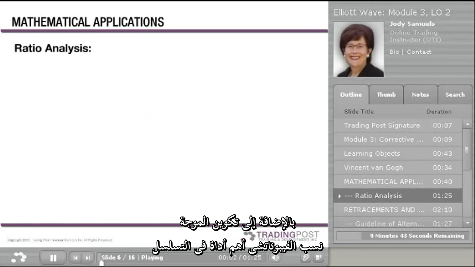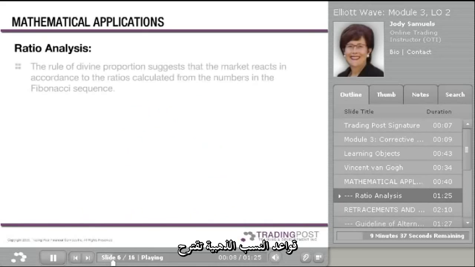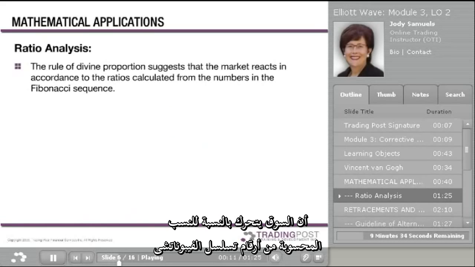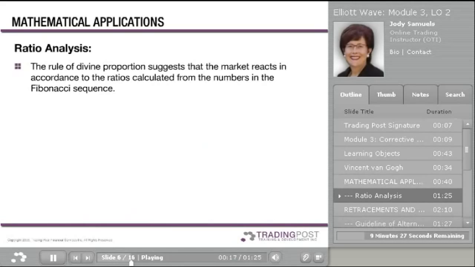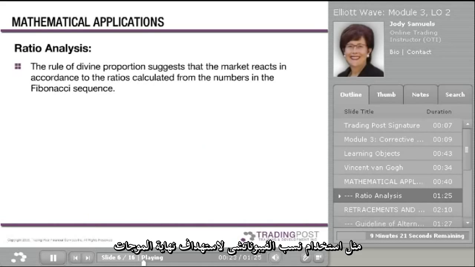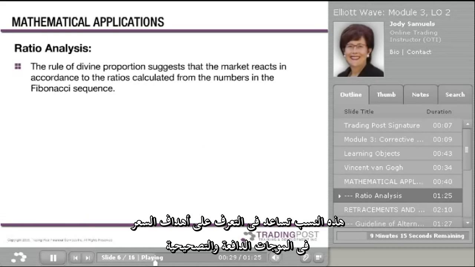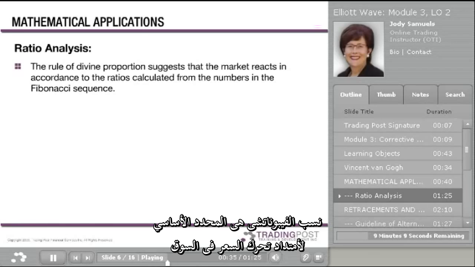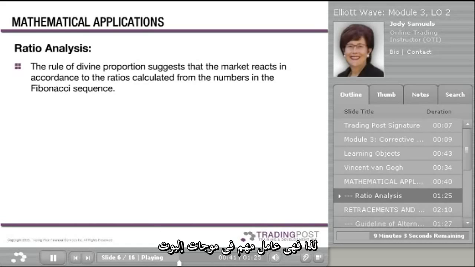In addition to waveform, Fibonacci ratios are the most important use of the sequence. The rule of divine proportion suggests that the market reacts in accordance to the ratios calculated from the numbers in the Fibonacci sequence. For example, proportional relationships exist between the different waves. As such, Fibonacci ratios are used to target the ends of moves. These ratios help to determine price objectives in both impulse and corrective waves. Fibonacci ratios are the primary determinant of the extent of price movements in the markets, so they are an important adjunct to the Elliott wave principle.